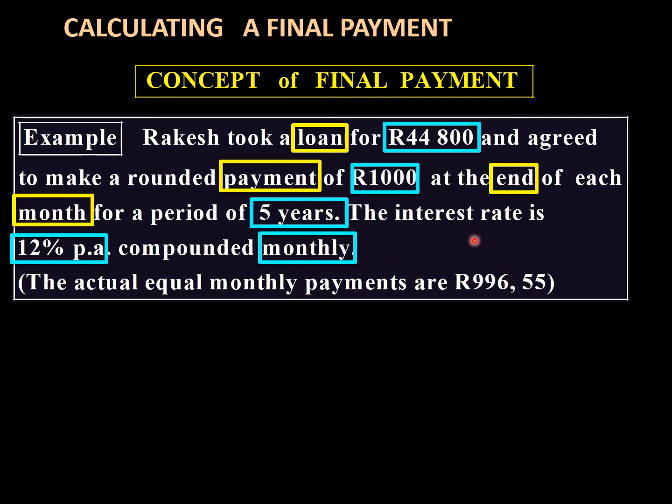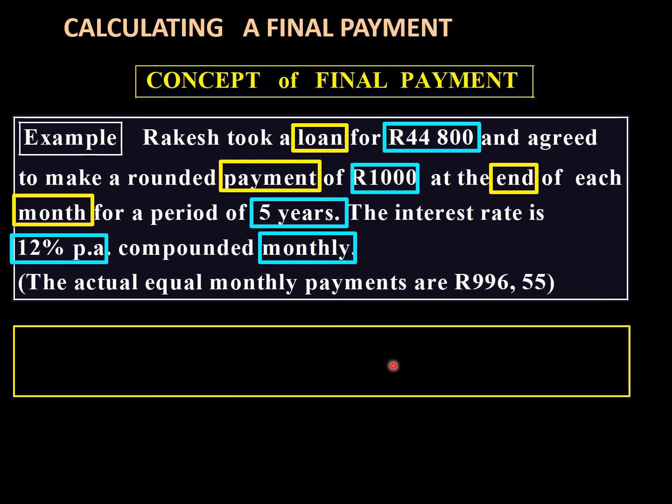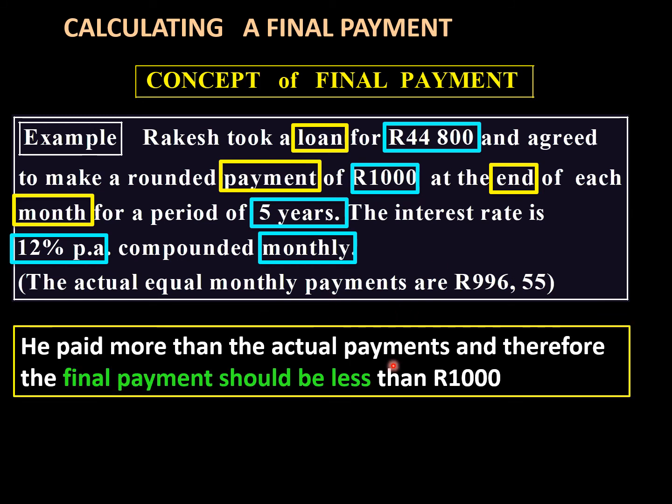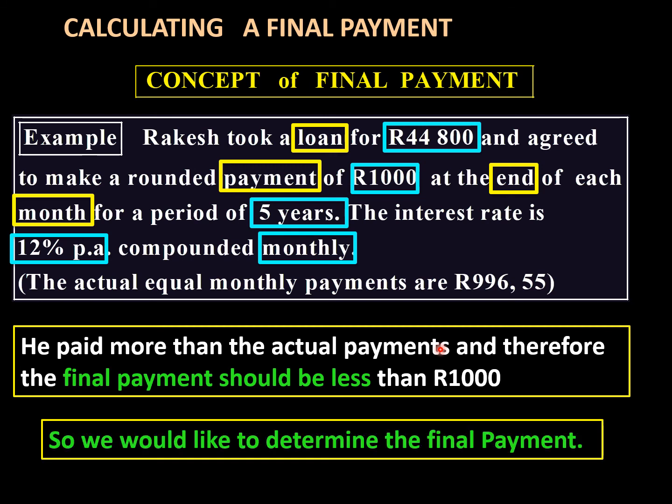If you refer back, when we calculate the number of payments, quite often when we work out the N, it might end up as, let's say, 47.5. But then we don't make 47 payments, we round it up, and it becomes 48. So the last payment is different to the other payments, and we want to find that final payment. He actually paid more, so his final payment should be less than the 1,000, and we want to know exactly how much. We're going to determine that final payment in the next few slides. Let's look at the procedure that we're going to follow.